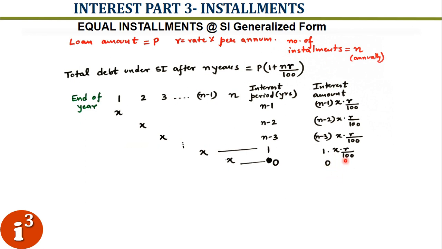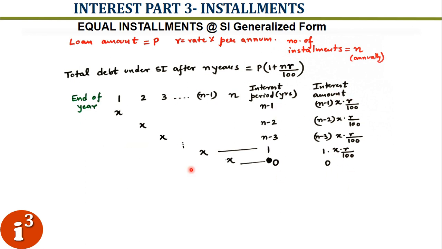Here, r by 100 into x you can take common. This comes out to be 1 plus 2 plus 3 plus dot dot dot plus n minus 3 plus n minus 2 plus n minus 1. This is coming out to be a sum of an AP, that is, arithmetic progression. Okay, so this is the interest amount.